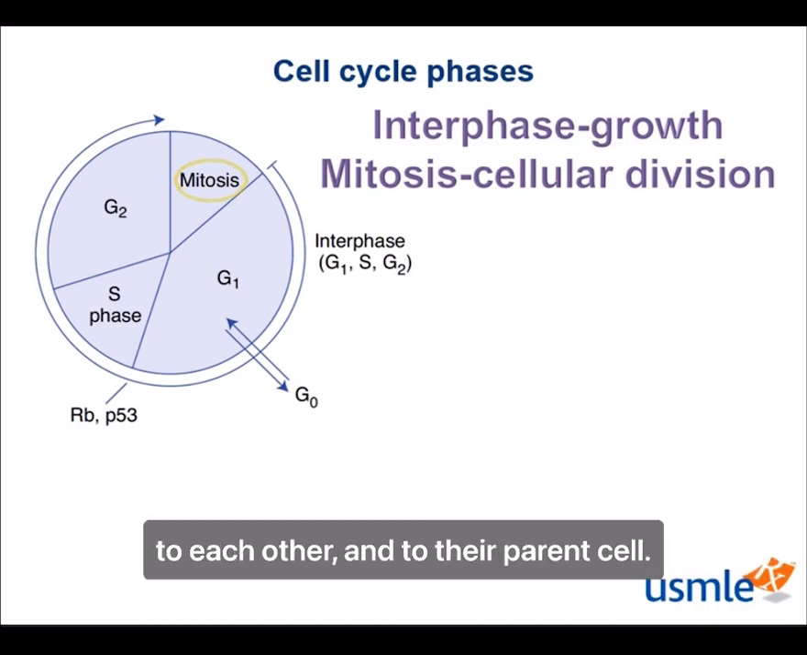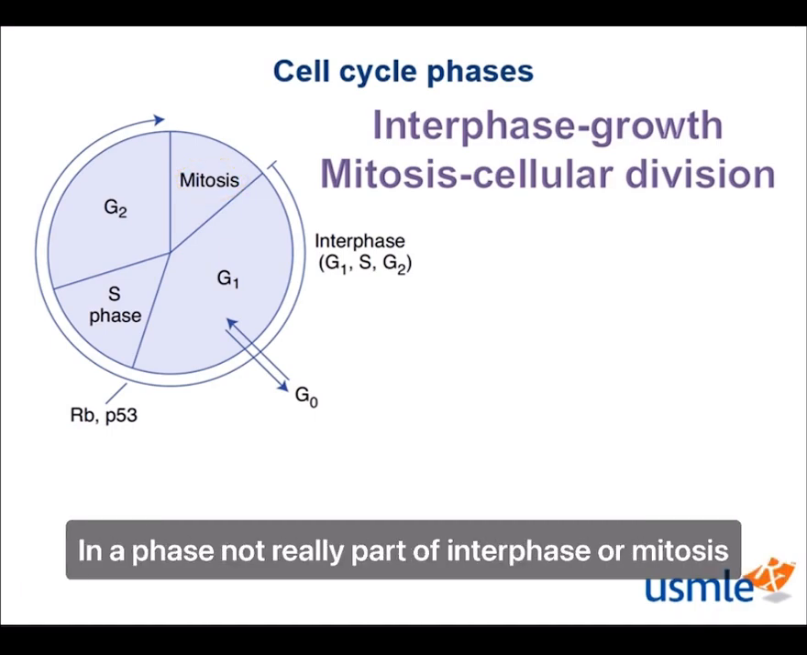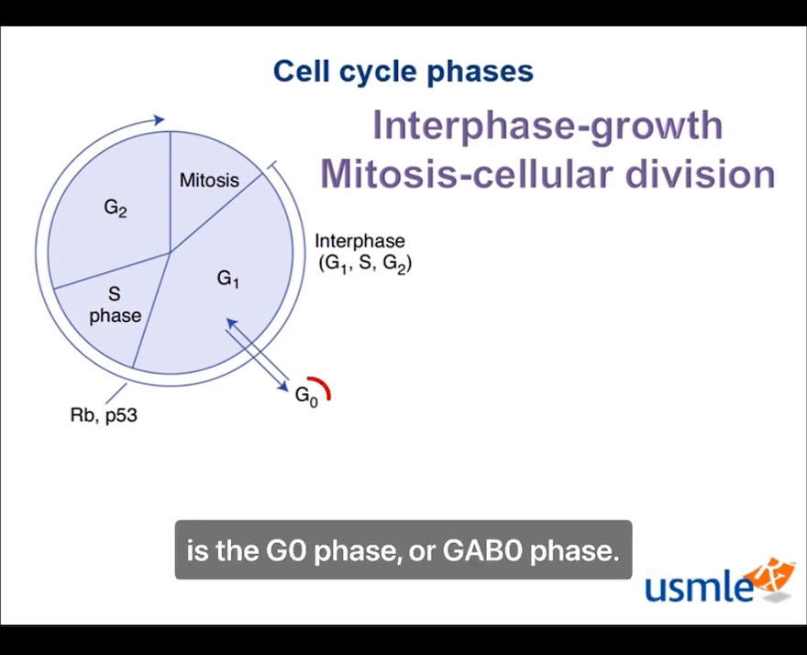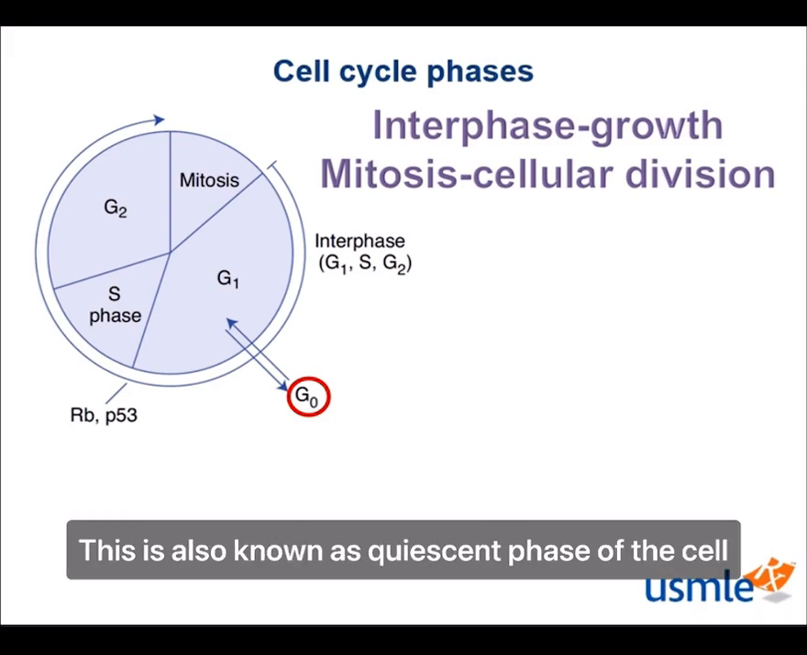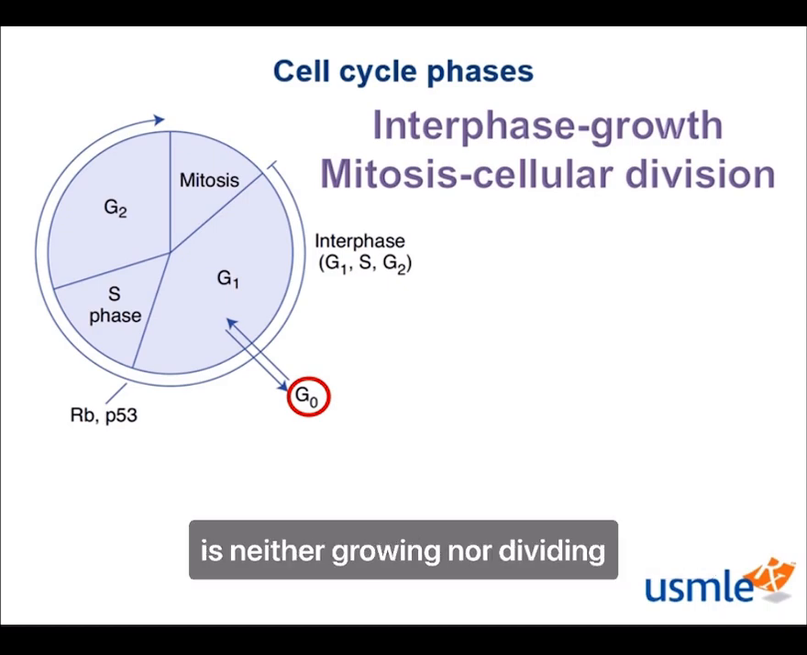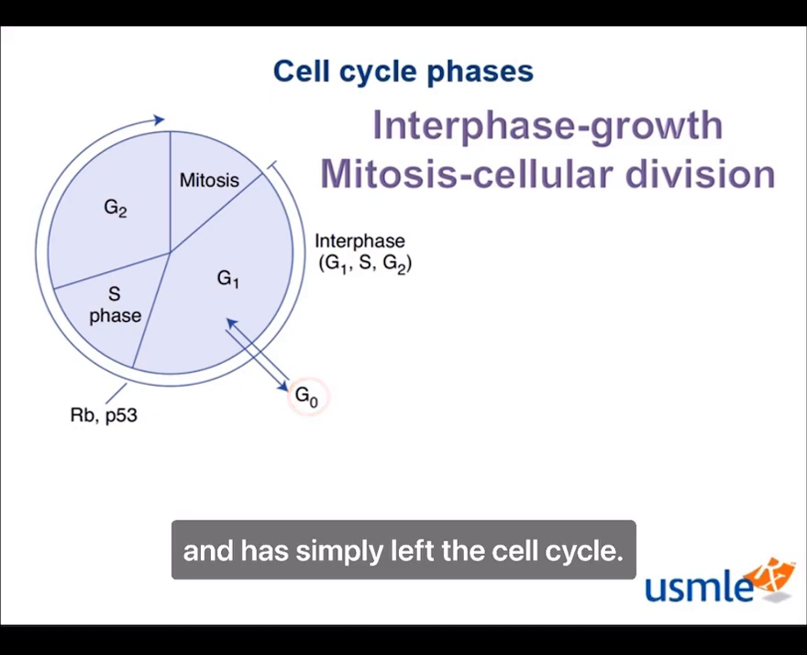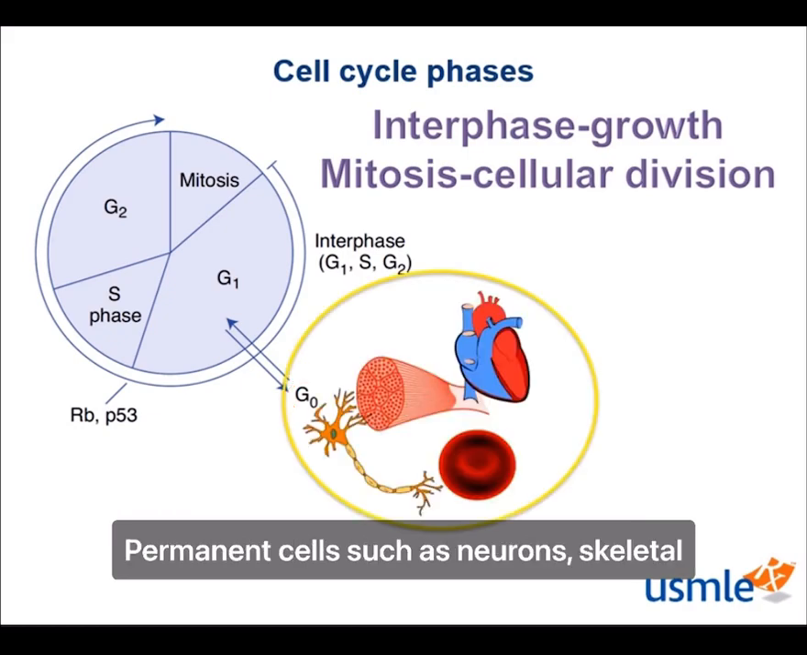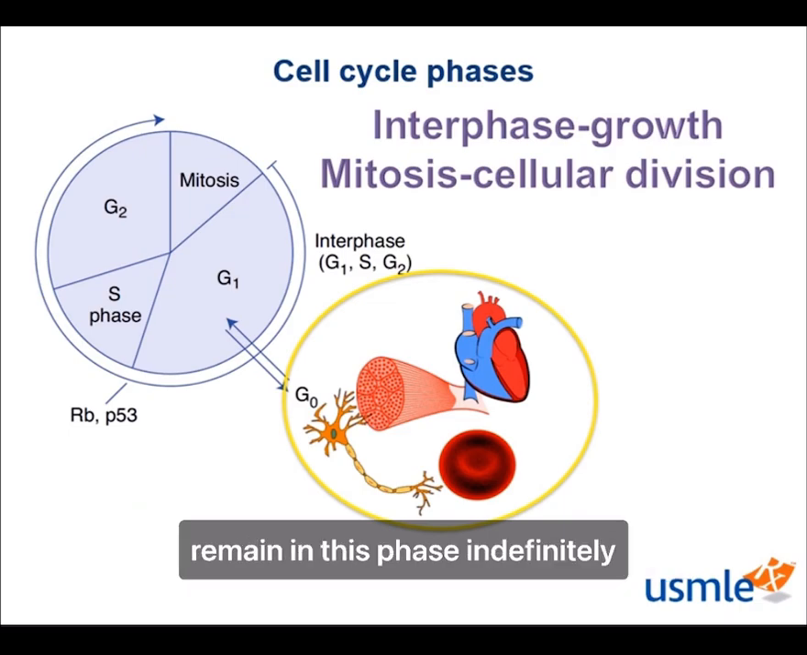to their parent cell. A phase not really part of interphase or mitosis is the G0 phase or gap 0 phase. This is also known as a quiescent phase of the cell and represents the resting phase, when a cell is neither growing nor dividing and has simply left the cell cycle. Permanent cells such as neurons, skeletal and cardiac muscle cells, as well as RBCs remain in this phase indefinitely and regenerate from stem cells.